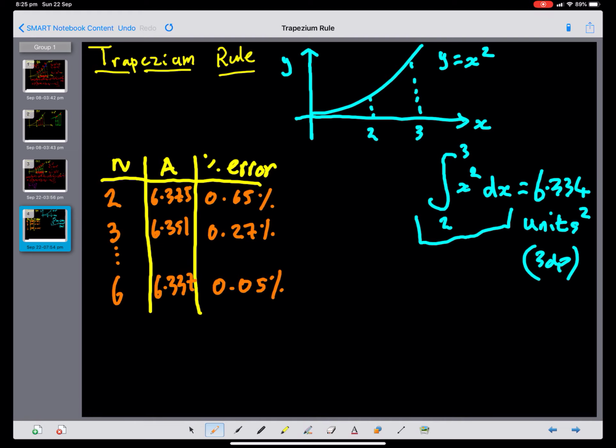Well, hopefully you can see that as you increase the number of trapeziums, in other words the partitions, the more accurate the result becomes, because look, 2 partitions gives an error of 0.65%, 3 partitions gives an error of 0.27%, and 6 partitions gives an error of 0.05%. And hopefully you're able to see, just through drawing trapeziums, that by increasing the partitions, we decrease the error area and hence make the result more accurate. Okay, marvellous, and I hope you enjoy doing some more numerical integrations using the trapezium rule.